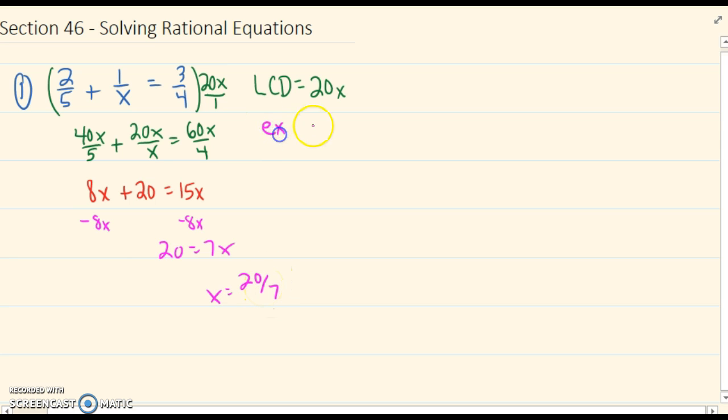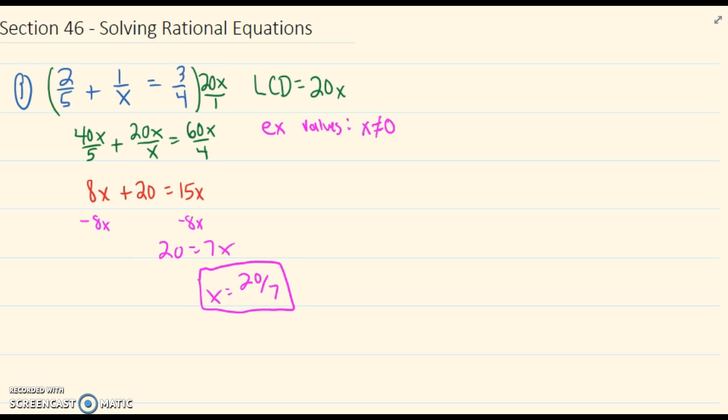So I'm going to list out my excluded values here. That's anywhere the denominator can equal 0. The first one, I got a 5. 5 can never equal 0, so I effectively ignore that. X can equal 0 when x is 0, so x can't equal 0. And 4 can never equal 0, so don't worry about that as an excluded value. So our only excluded value was 0, and we got something different from that, so there is our answer. And don't freak out if you get a fraction like that. That will happen periodically.